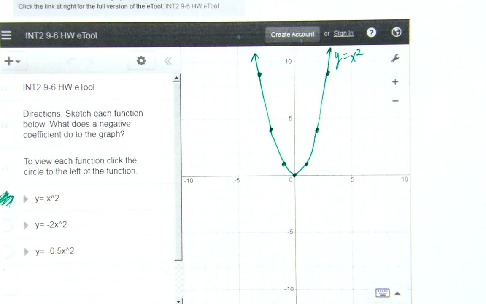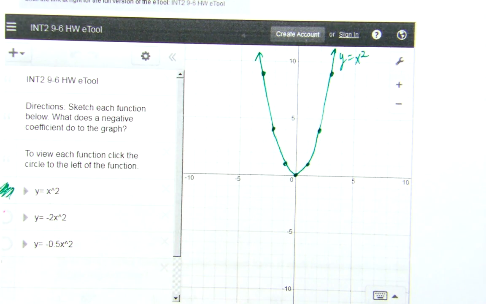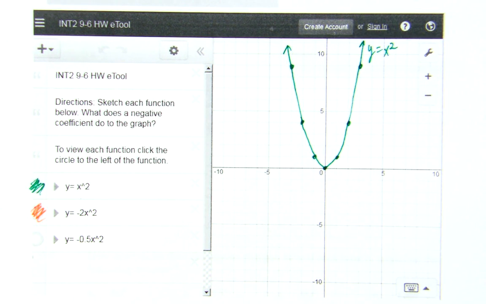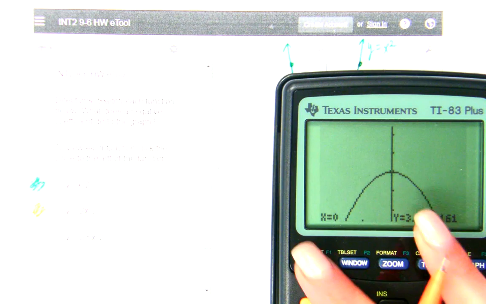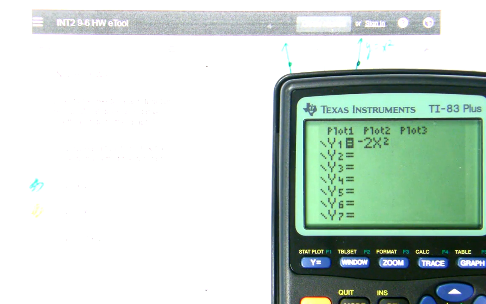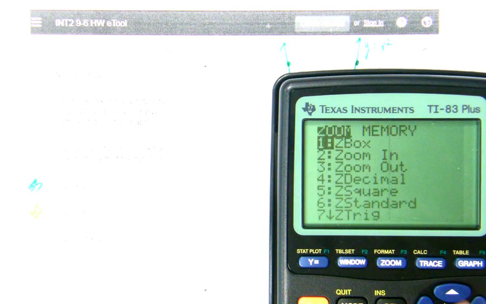All right, now the next one. We'll do that in orange since it's a nice contrast color. So negative 2x to the second power. If you're going to graphing calculator, this is why you guys need to get one. Negative 2x squared. And I think that's it, right? Okay, negative 2x squared. We're going to graph this. Obviously, I need to zoom, and let's go to standard.